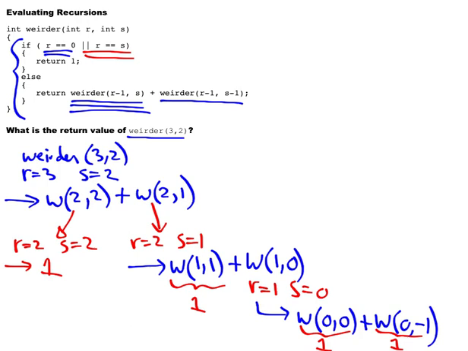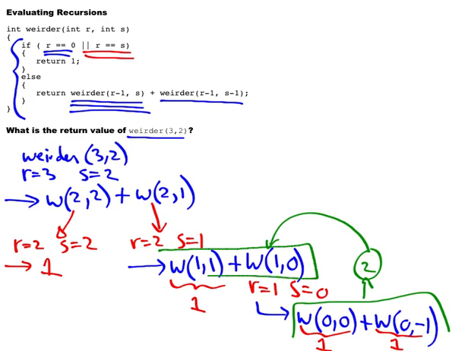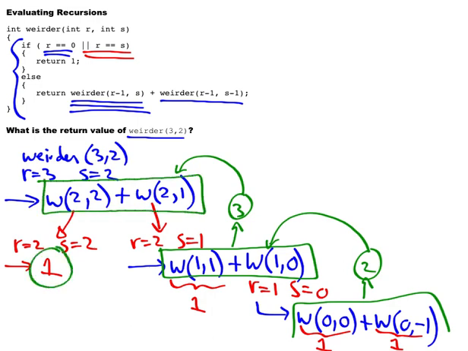And now we can start the backlog. This whole call is going to return the value 2. And the value 2 is going to backlog to weirder 1, 0. And now we see this whole call is 1 plus 2, so we get 3. And that 3 is going to return to weirder 2, 1. And this whole call will result in a 1 plus 3, which is 4. And that will be the result of weirder 3, 2.